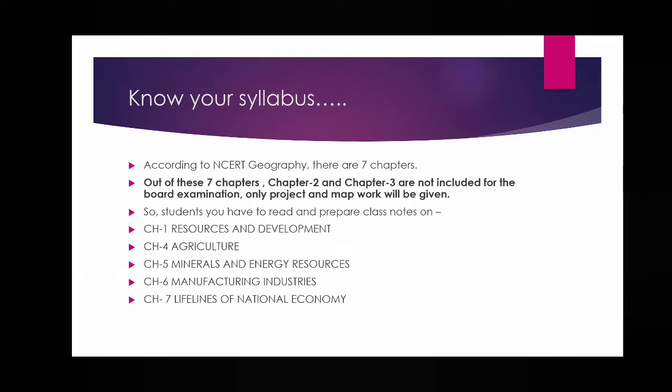So is that clear, students? I have given you a short and very brief description of the chapters and their summary. So chapter 1 we'll read here, that is resources and development. Chapter 4 is about agriculture. Chapter 5 is about mineral and energy resources. Chapter 6 is about industries, and chapter 7 about lifelines. Here I have told 2 lifelines mainly, that is transport and communication.